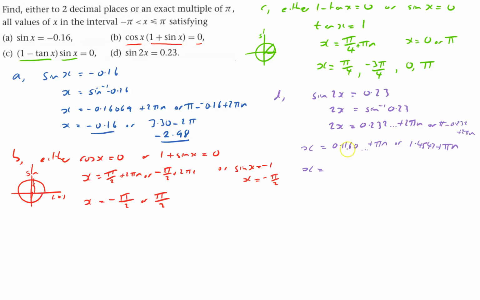So therefore x will equal, I've got to go from minus pi, so first I have minus pi plus that 0.116, so that'll be negative 3.03, or I could have 1.45 minus pi, and that'll be minus 1.69. Or I could have, n could be 0, and that could be 0.12, or finally 1.45. And then if n were to be 1, I'd be above pi, so I can't do that. So that's that question done.